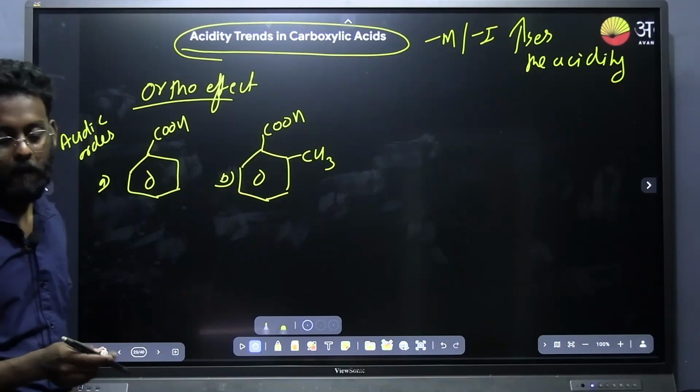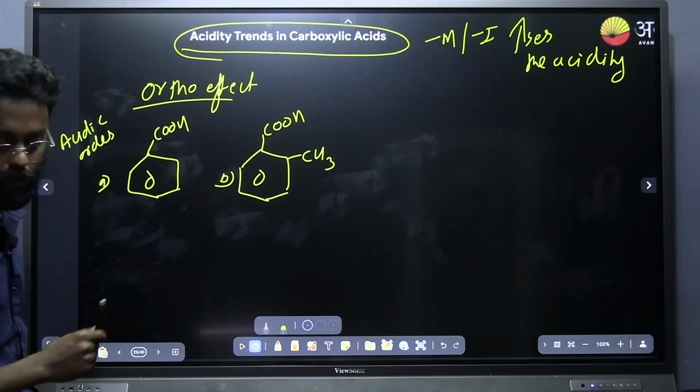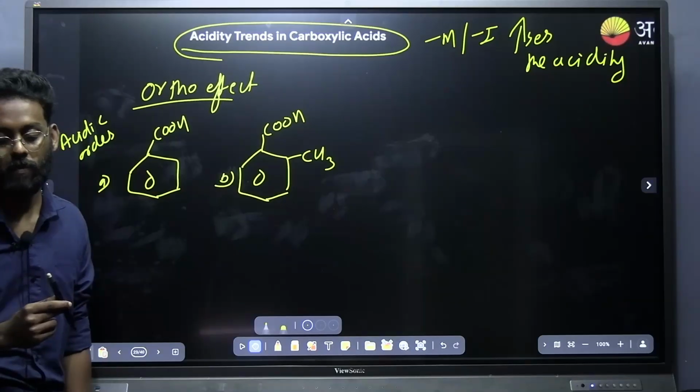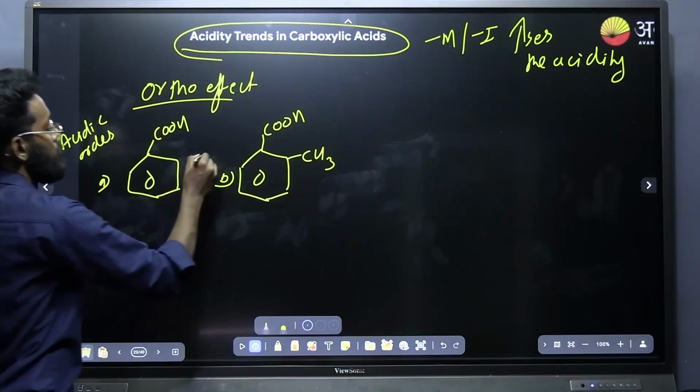What about others? Which is more acidic? Let me know in the chat box or unmute yourself. B. Okay, I think everyone knows the concept, right? Very good. B is more acidic than A.